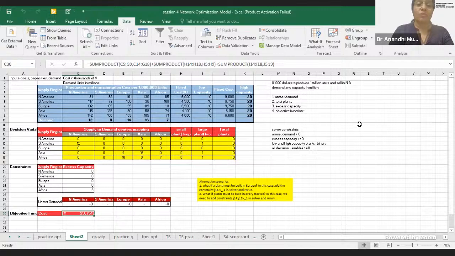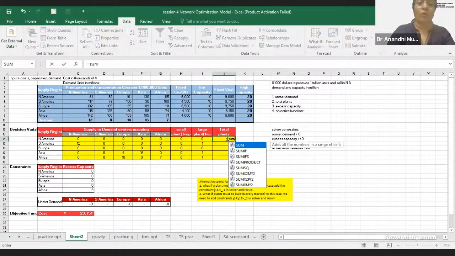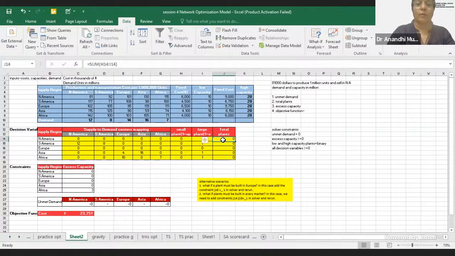So based on all the constraints I have fed and based on the cost, Solver has suggested one large plant. Here there should be a formula, sum of, drag this. Correct. Solver has suggested that there should be one large plant in South America, one in Asia, and one in Africa. It has considered different options like the demand and the cost, and considering everything, it has taken this number.